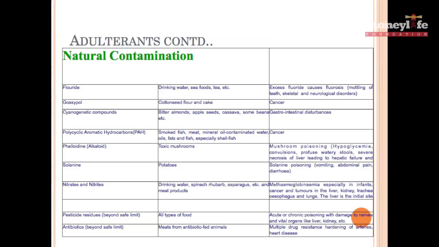Gossypol is something which is associated with cottonseed only. It is a phenolic poison which has to be removed by alkali treatment, and then only the cake is suitable for giving it to animals.